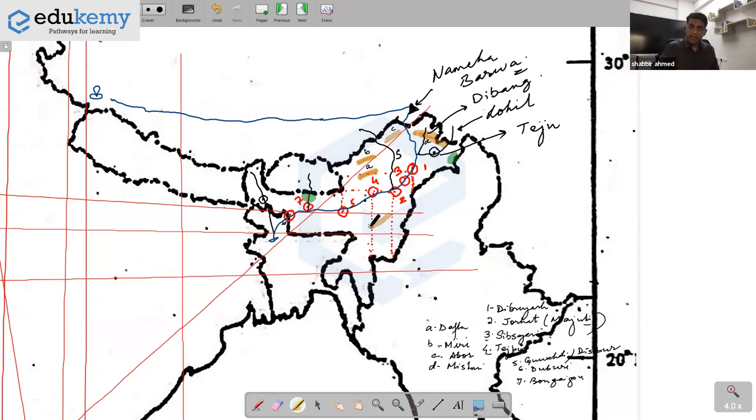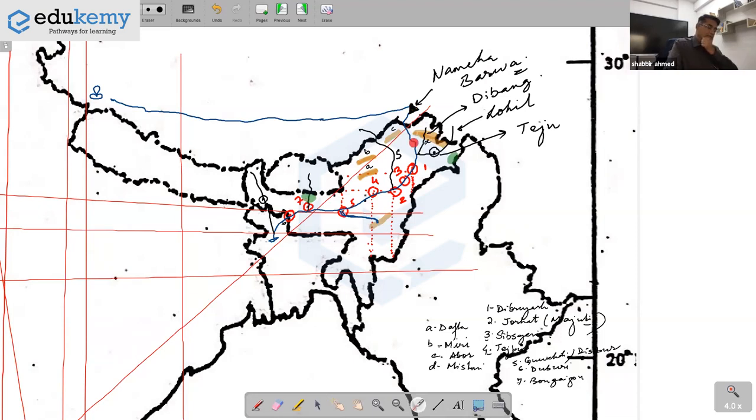Okay, Barel Hills you can mark. From Barel Hills, from somewhere here, let it go and join something like this. So near Guwahati, you can mark Barel Hills. Dihang is Brahmaputra itself. Where Brahmaputra is entering, that is Dihang, and Dibang is marked separately. This is Dibang, and Brahmaputra itself while entering India, this is Dihang.